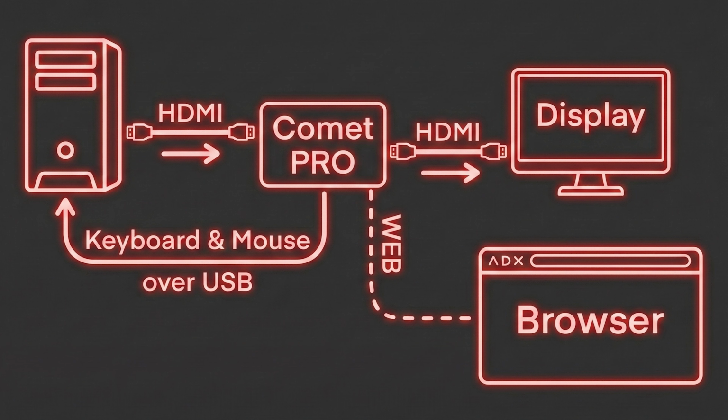At a physical level, Comet Pro sits in line between the system and its display. The computer sends its video signal out. Comet Pro captures that signal and sends it to you. At the same time, Comet Pro captures keyboard and mouse input from you and sends it back to the computer over USB. The same video feed continues to the local monitor while also being available remotely. That means local work can continue without giving up remote access.